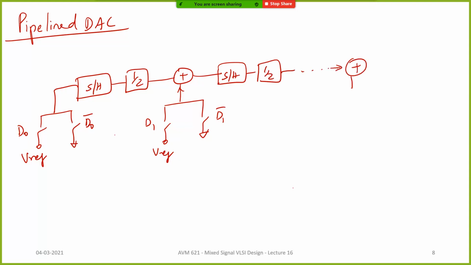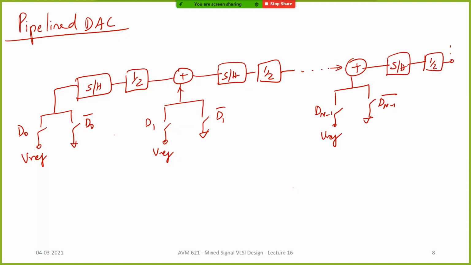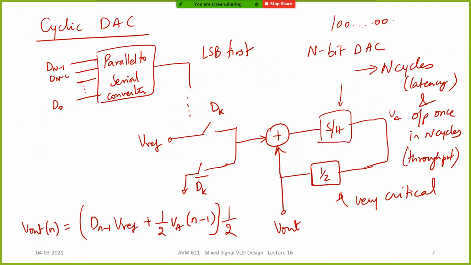till you have dn minus 1 going to vref, dn minus 1 bar going to ground, right? And you have sample and hold, and you have gain of half. This is your vout. Now what is the difference? Basically it's the same thing as the previous one.